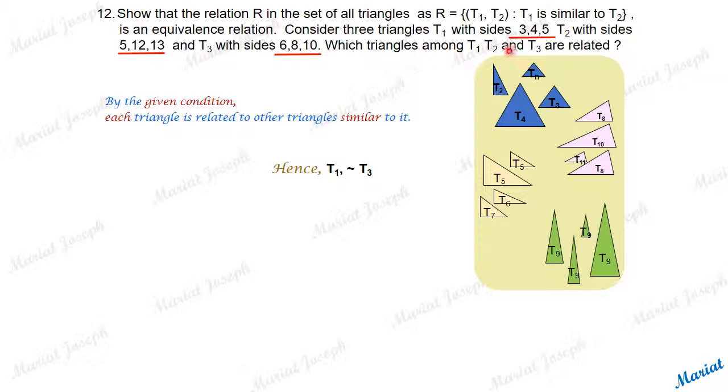Will all right triangles be similar? Not all right triangles. Because for the triangles to be similar, the sides should be proportional also. Here 3, 4, 5 and 6, 8, 10. The sides are simply double here. So the sides are proportional. Hence, we have T1 is similar to T3. The triangle with sides 3, 4, 5 is similar to the triangle with sides 6, 8, 10.